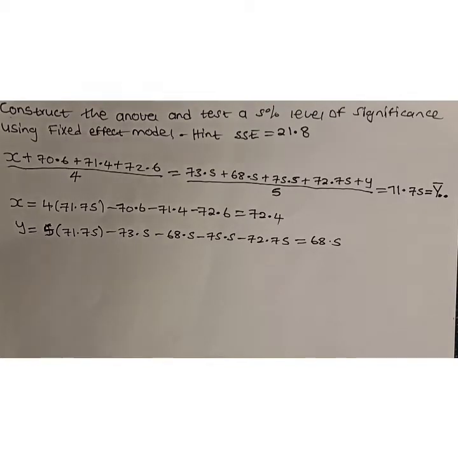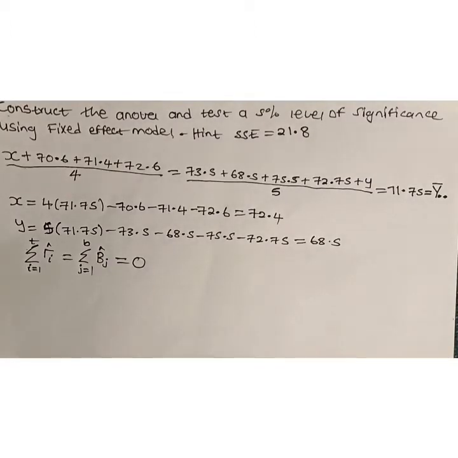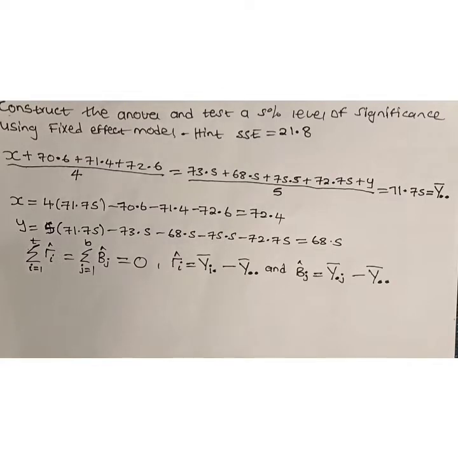Then we'll test. Since we're using the fixed effect model, the sum of estimated tau i's and the sum of estimated block effects are 0, where the estimated tau i is the difference between a mean per treatment and the grand mean, and the estimated block effect is the difference between the block mean and the grand mean. So the sum of squares of the block and the sum of squares of treatment are calculated as follows.